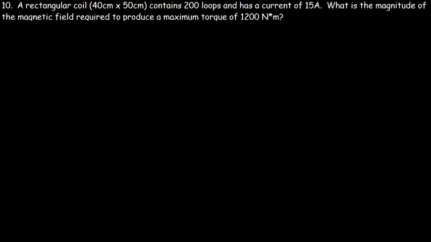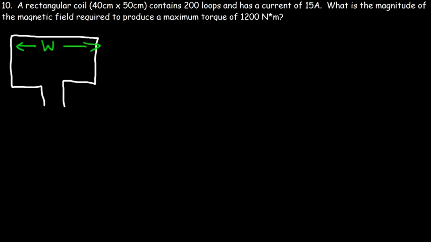Number 10. A rectangular coil contains 200 loops and has a current of 15 amps. What is the magnitude of the magnetic field required to produce a maximum torque of 1200 newtons times meters? So let's draw a picture. And so here's a rectangular loop, and there's 200 loops, but I don't want to draw it 200 times. The area is going to be the width multiplied by the length. And so we have the dimensions.